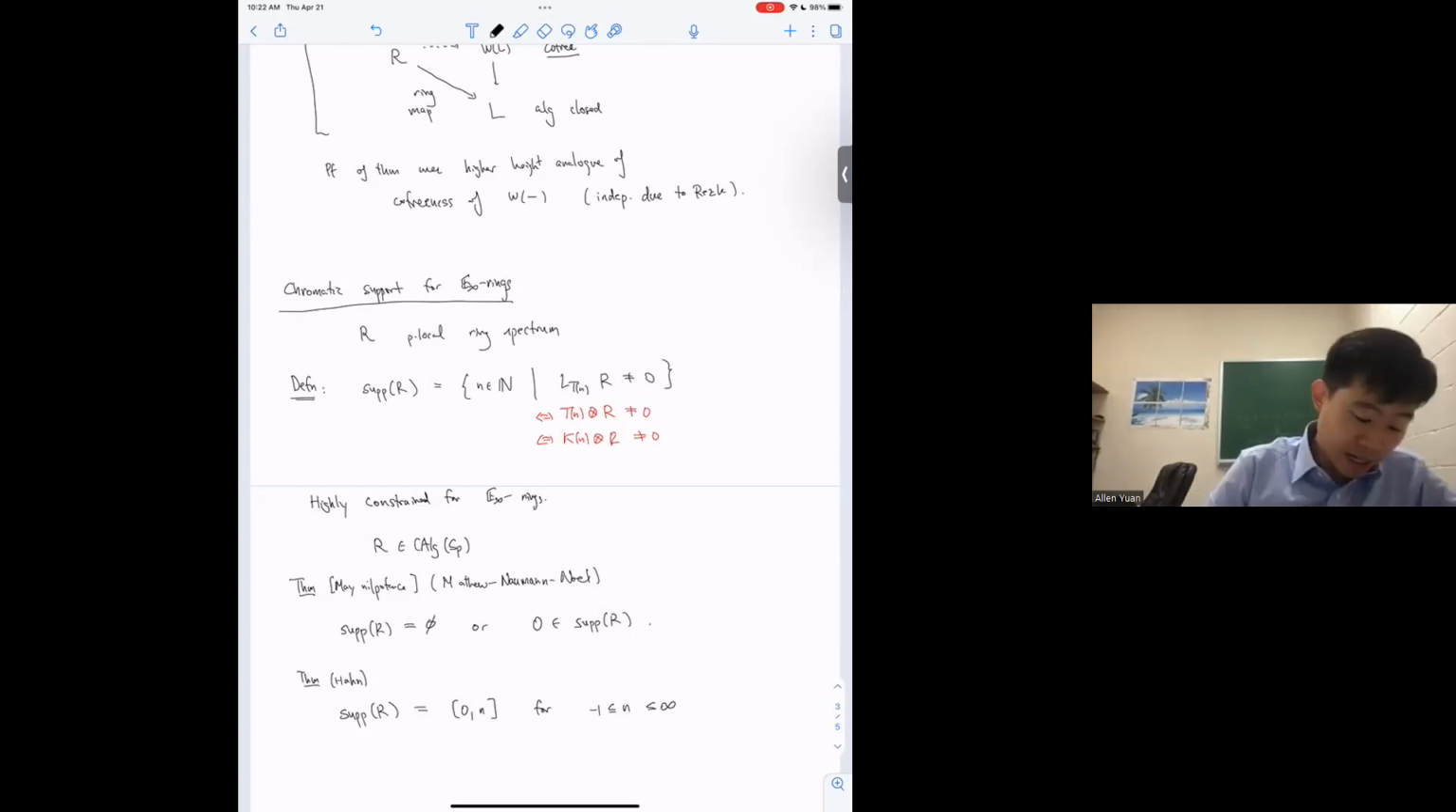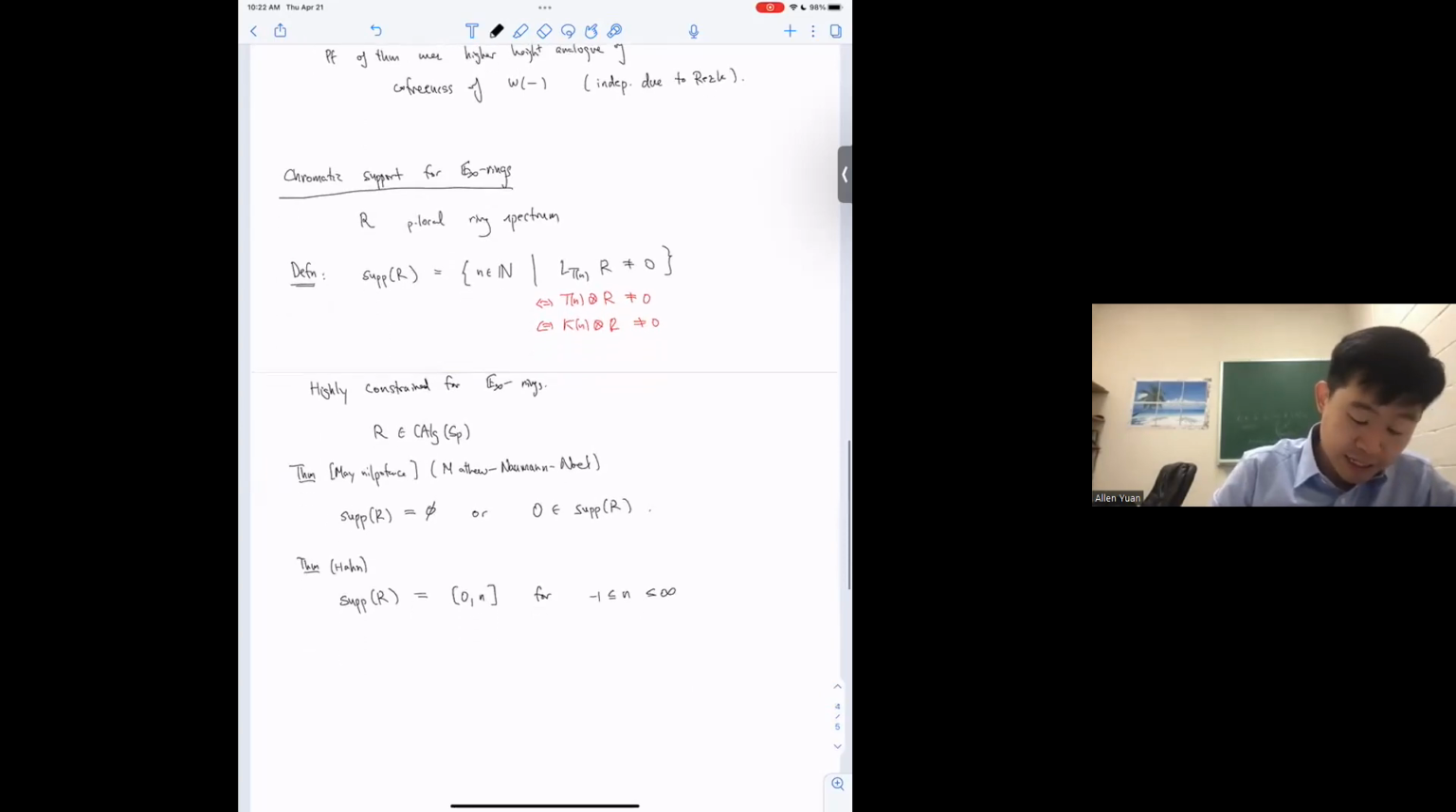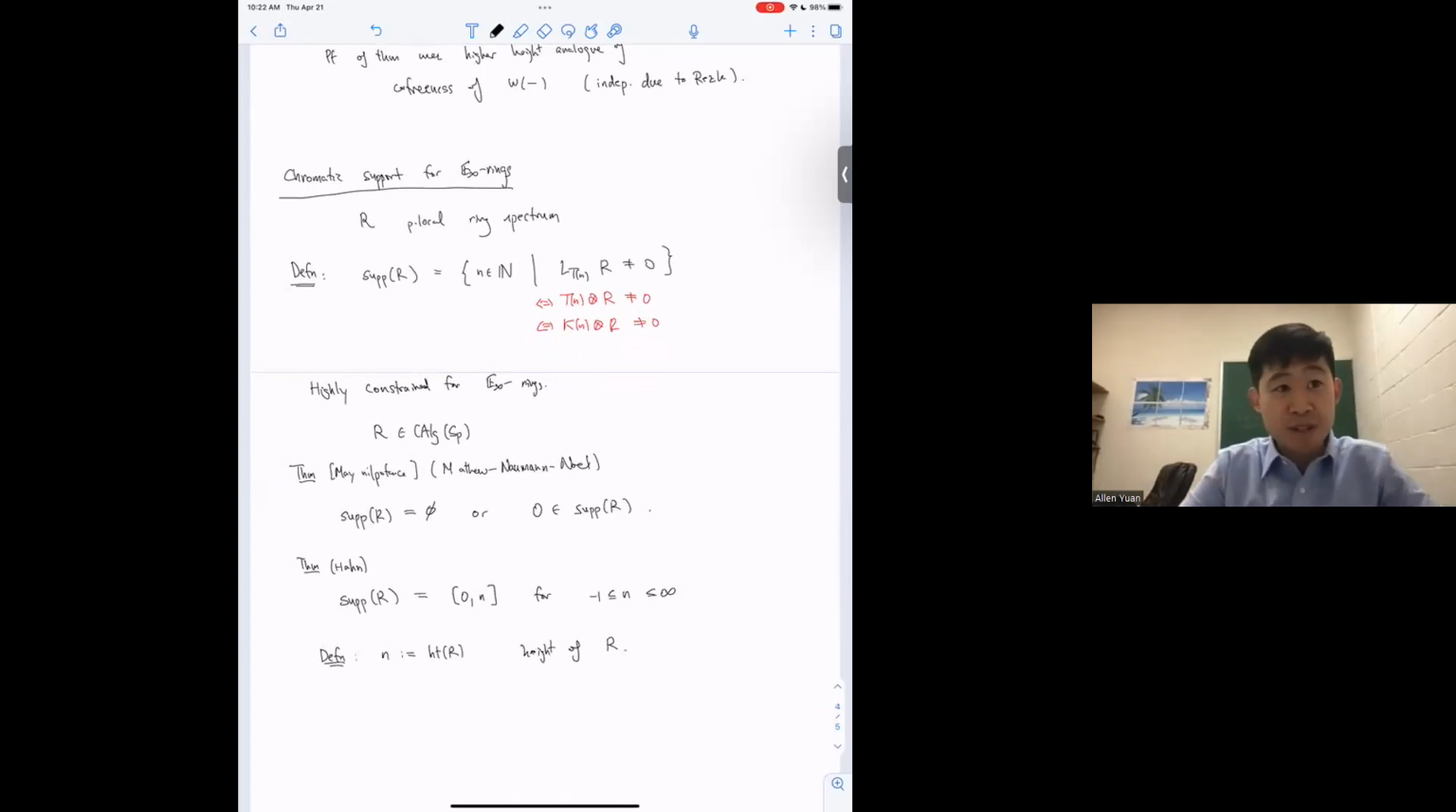Right. And one really great thing about this theorem is that it allows you to make a definition. It asserts that every E infinity ring spectrum has a well-defined integer n, which is the height. So we'll define this n to be the height of R. And I want to emphasize again, this is a thing about commutative rings. This doesn't make a lot of sense for a general ring spectrum.